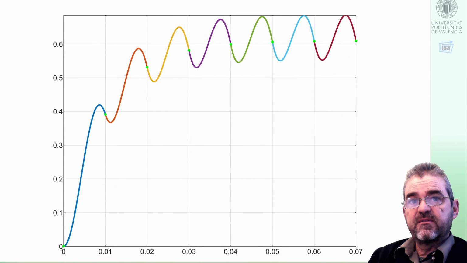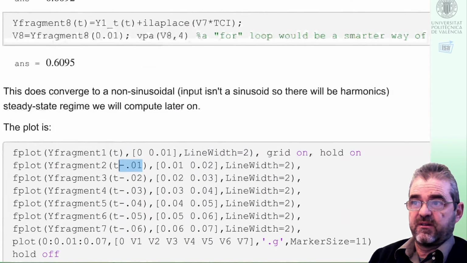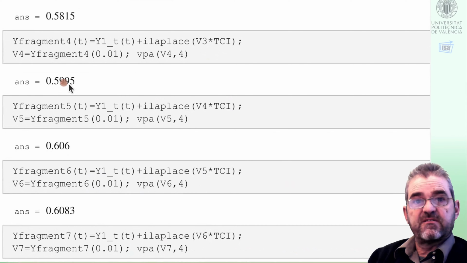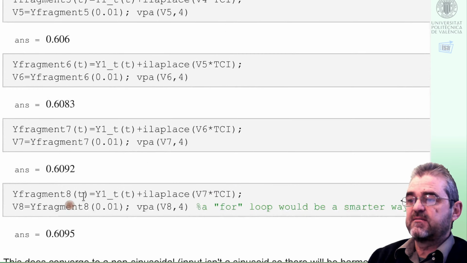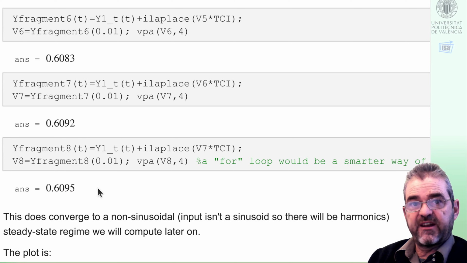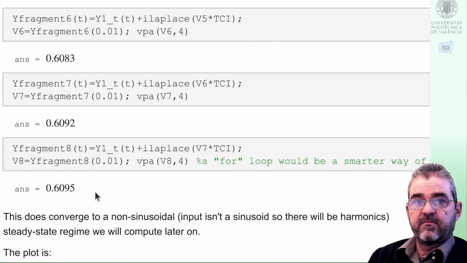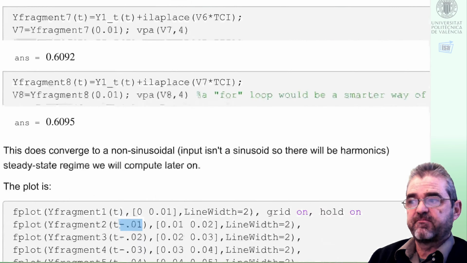So let us now compute the steady state regime by solving an equation, in the sense that, okay, we see that each final state, 0.6, 606, 608, 609, 6095, it seems that if we compute a couple more fragments, we will get a final state which is coincident to the previous one, so we will have reached steady state, at least up to 4 significant digits. But we can compute in one shot that steady state initial and final conditions as follows.